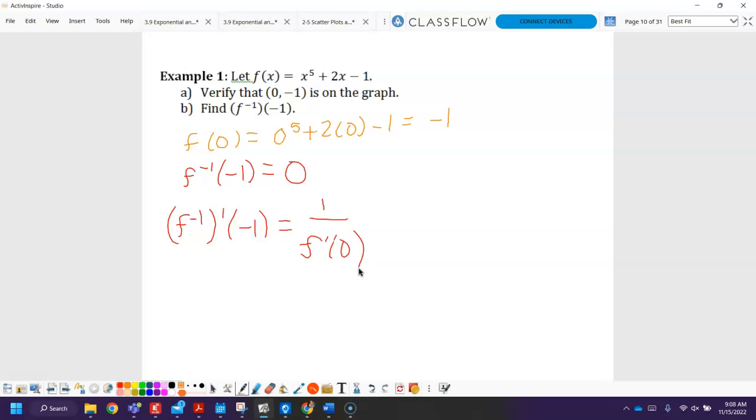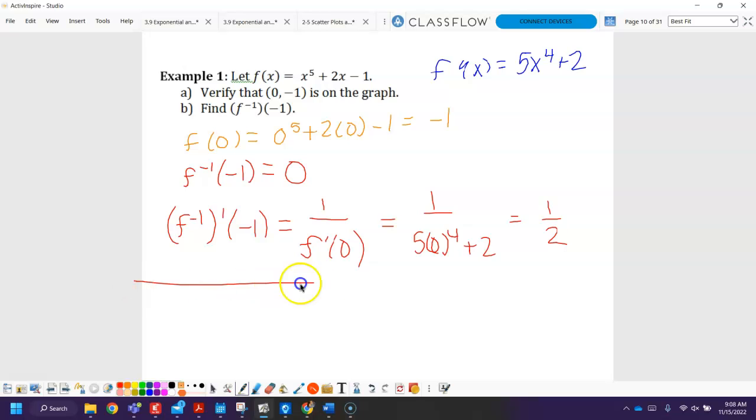So we need to know what the derivative is. And then you plug in 0 to that derivative, and we get 1/2. The alternative method, it's not going to be fun to do. The alternative method would be using implicit differentiation.